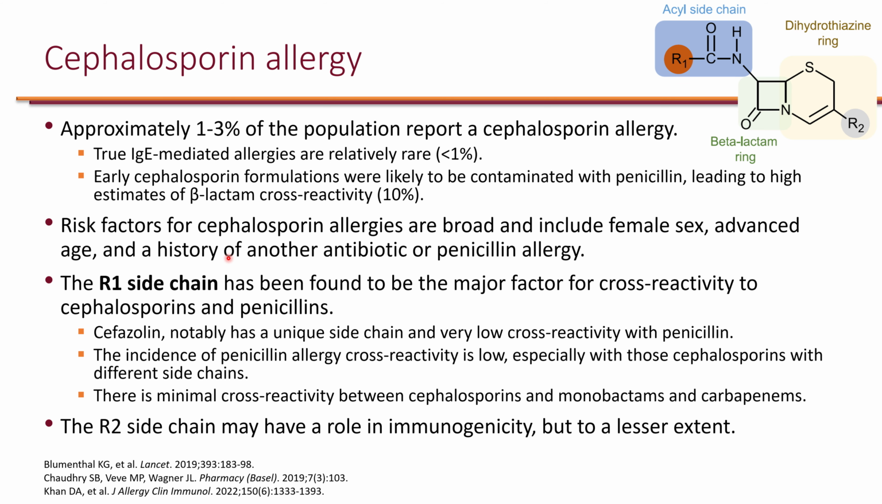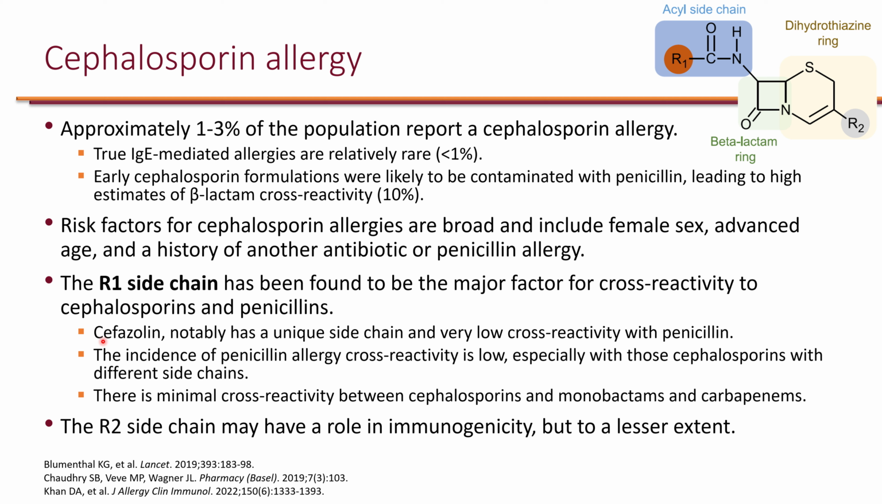Now, when it comes to cephalosporin allergy, about 1 to 3% of the population report cephalosporin allergy, and it is even more rare to truly have one, with less than 1% having a true IgE reaction. Now, with cephalosporins, there are actually two side chains. There is the R1 side chain, and they also have an R2 side chain. And the second ring is slightly different from the penicillin. The beta-lactam ring is, of course, identical.